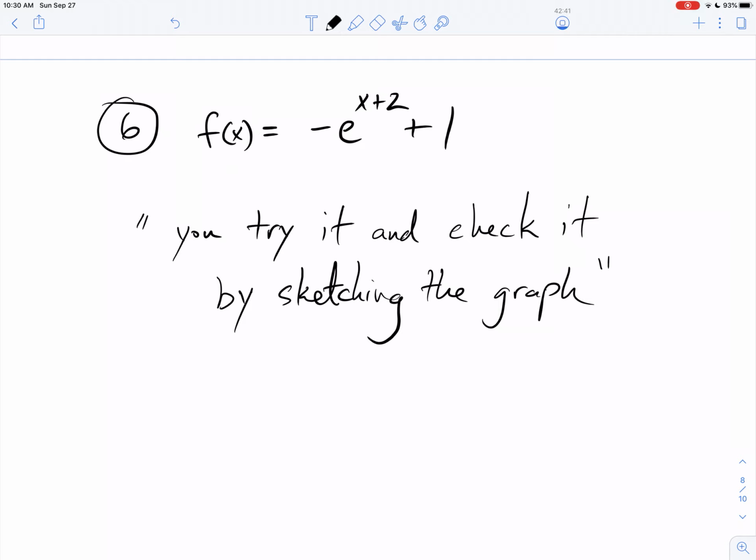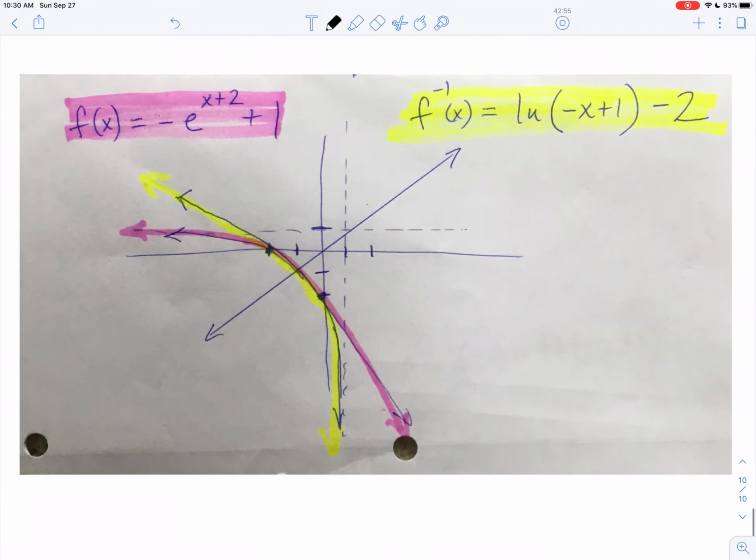I'm assuming you paused it and tried it. And if you didn't, oh well, you should. I'm only trying to help you get better at math. But here we go. Here's the answer. Look at that. I did it color-coded. It's all pretty. I wrote it out on paper too, so I could highlight it. There's the original, f of x. There's the answer, f inverse x. All right. I hope you got it right.